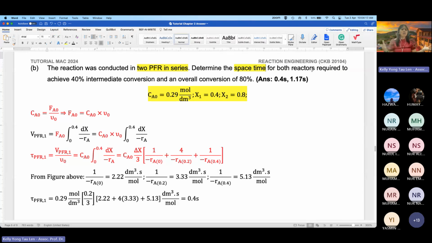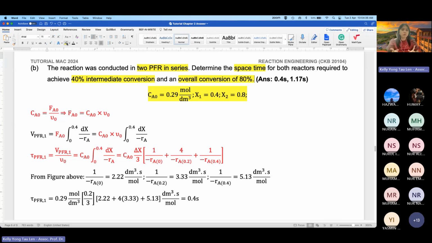Okay, so to achieve 40% intermediate conversion, X1 is 0.4, and overall conversion 0.8. So your X1 is 0.4, X2 is 0.8. These are the information that is given to you.